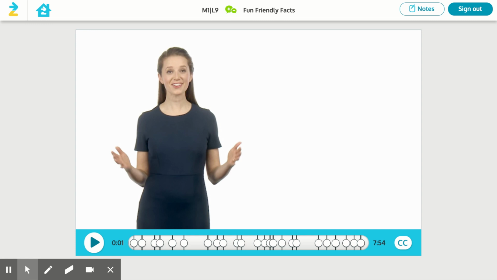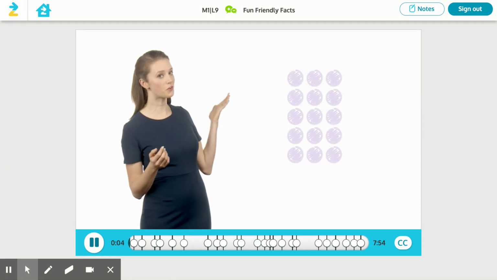Hello, everyone, and welcome back for another math lesson. Today, we are going to find how multiplication facts are related using a little bit of addition and subtraction. So, please make sure that you have your math journal and a writing utensil ready to go.